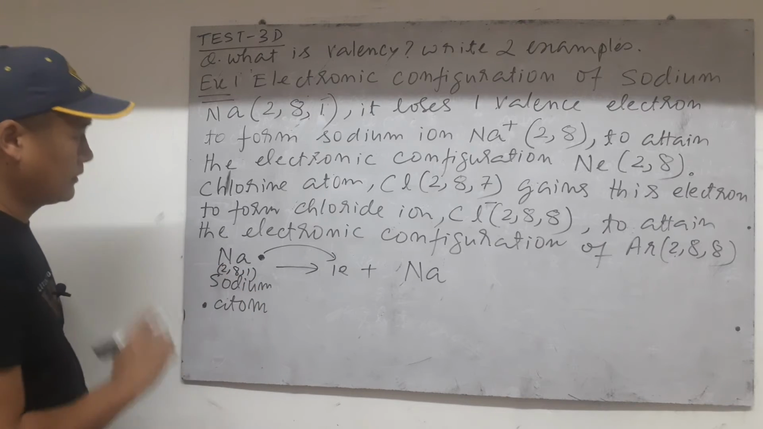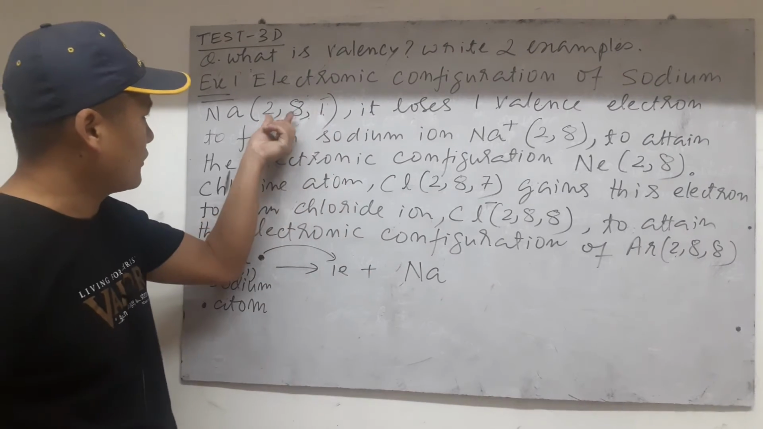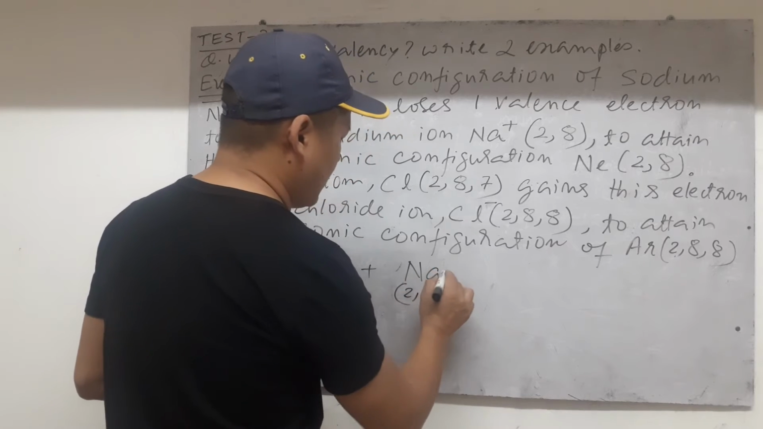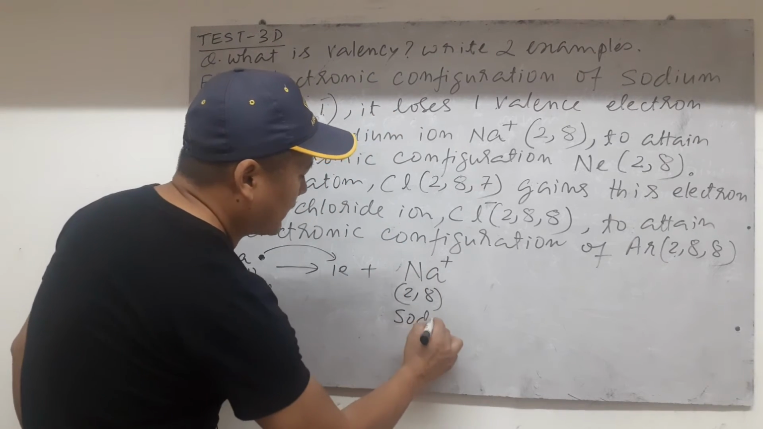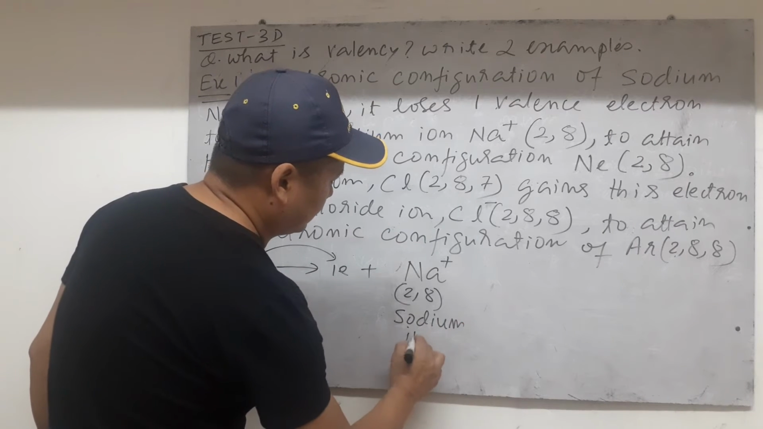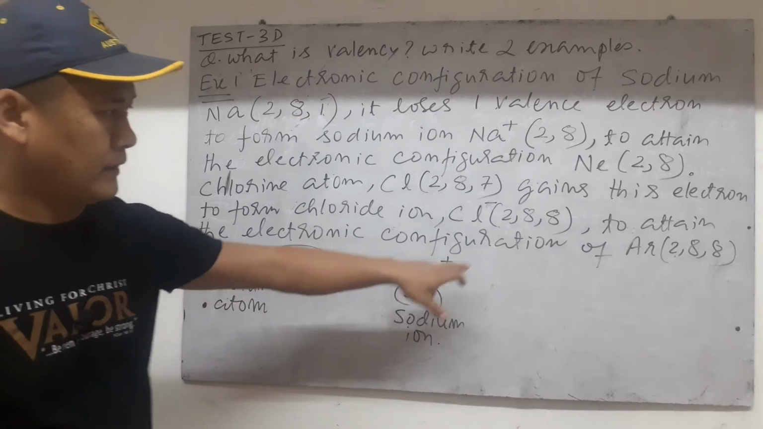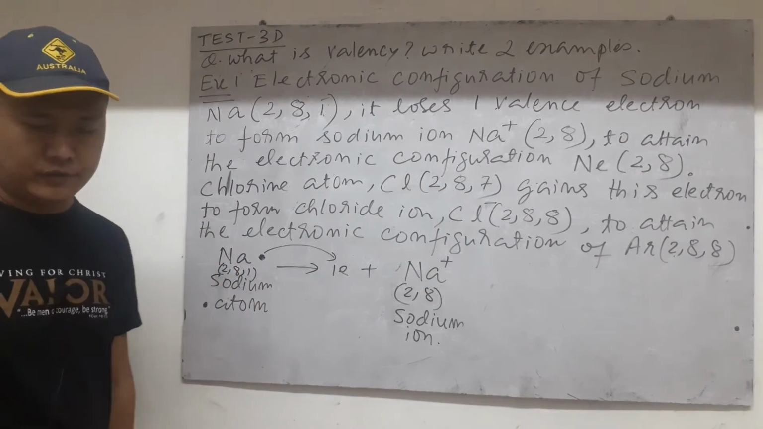You can write it down. Sodium atom. It lost 1 electron, meaning this one is lost, so only 2 and 8 are here. That means 1 positive charge will appear, and this is called sodium ion. It has the same configuration as 2, 8, that of neon. So it happens like that by losing this 1 valence electron.